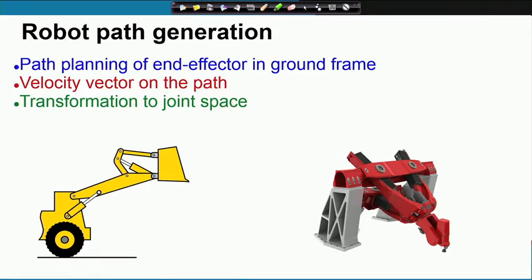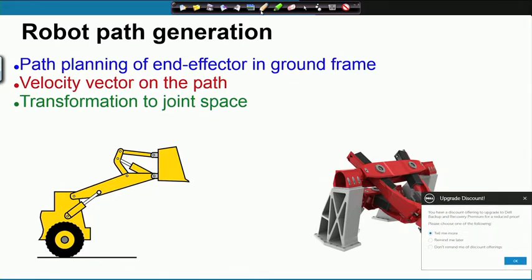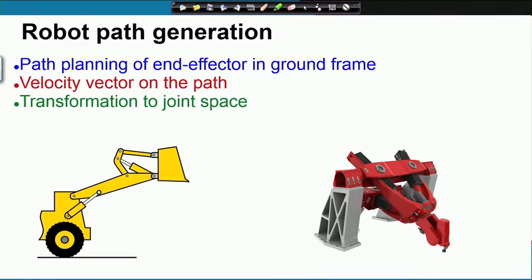Now, the path generation problem has 3 components in it. Let us go through them one by one. First is the path planning of the end effector in the ground frame, which means that given this configuration, for example, this excavator, I would like to know in a certain ground reference frame what is the path that I desire. So, essentially it is the representation of the path.